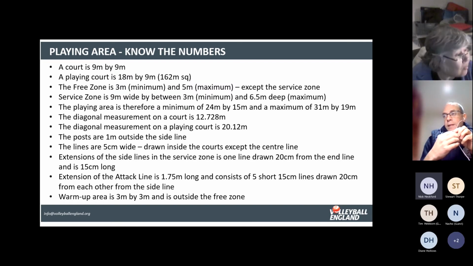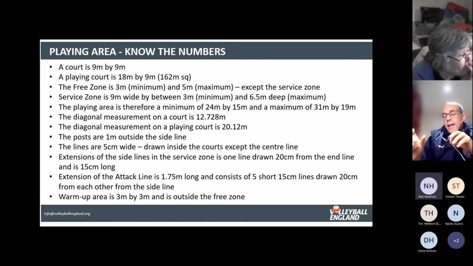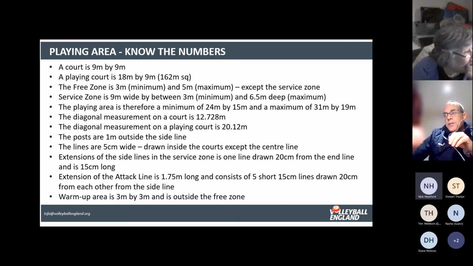We've already reminded ourselves that the lines are 5 centimeters wide and they're drawn inside the court. And the extension of sidelines in the service zone is one line drawn 20 centimeters from the end of the line, and it's 15 centimeters long. There's just one of them, and it should be in all 4 corners of the court. It tells you that the service zone is bounded by the imaginary extension of the sideline. Okay, so that delimits the service zone.